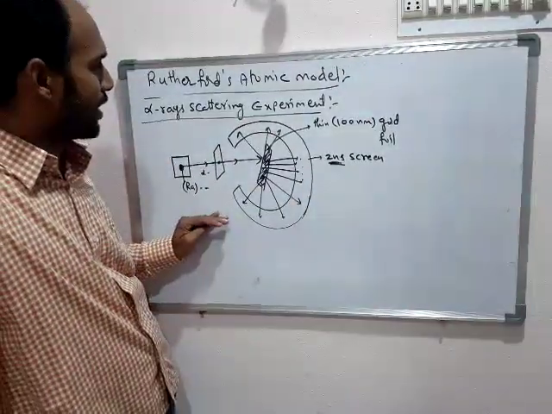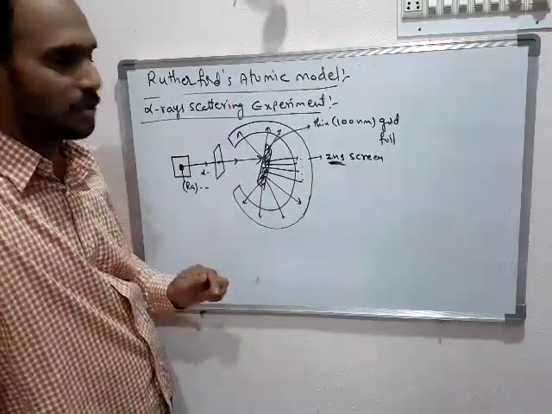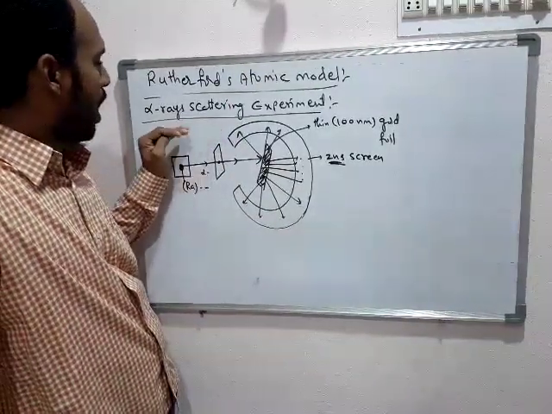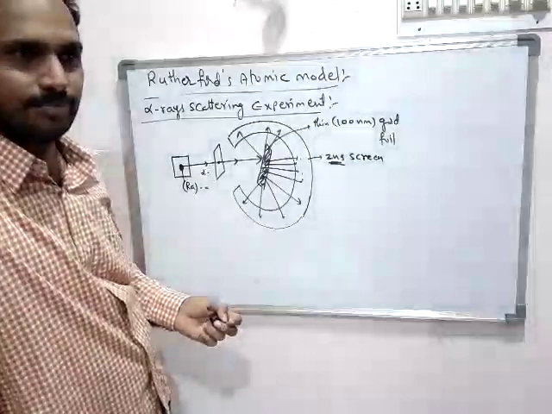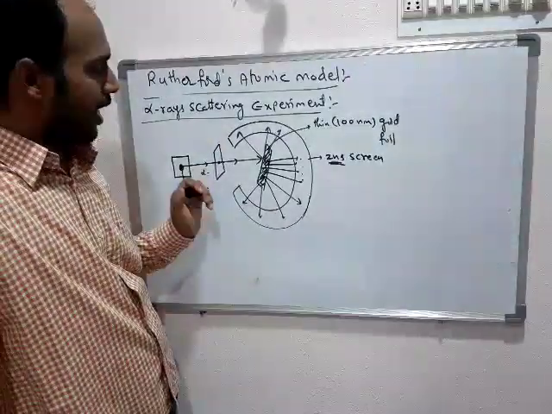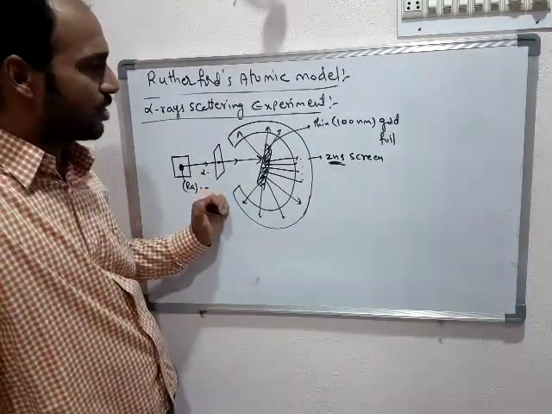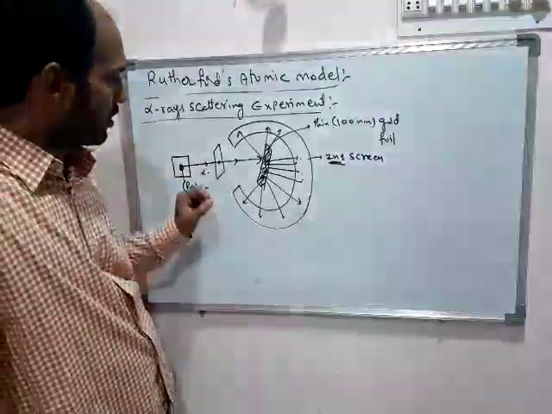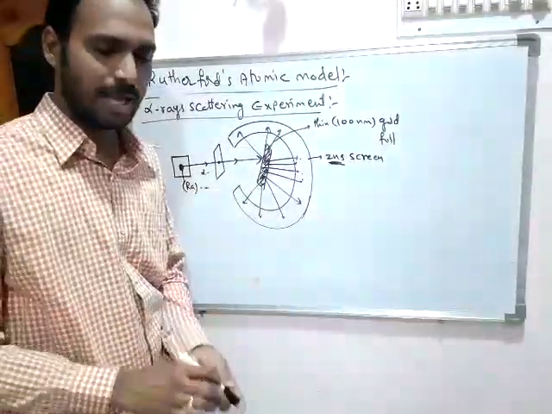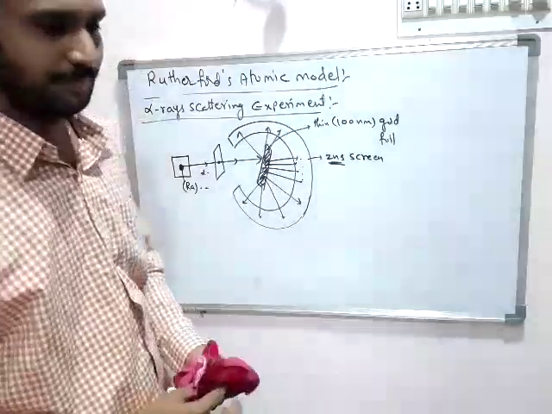So this is the experiment done by Rutherford. It is called Rutherford's alpha ray scattering experiment. And now, what are the observations in this experiment? The observations made by Rutherford.